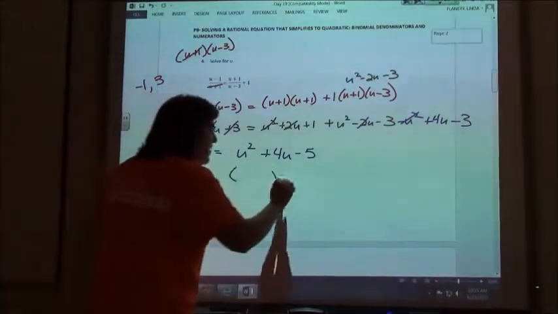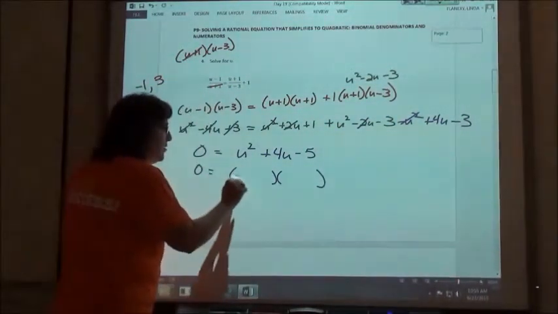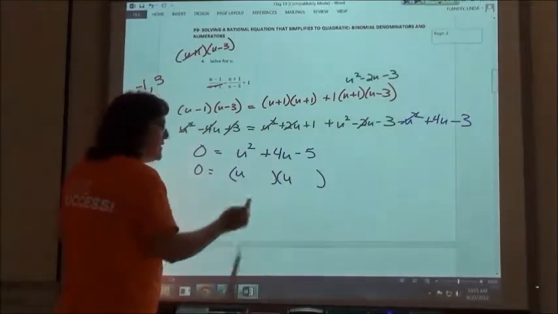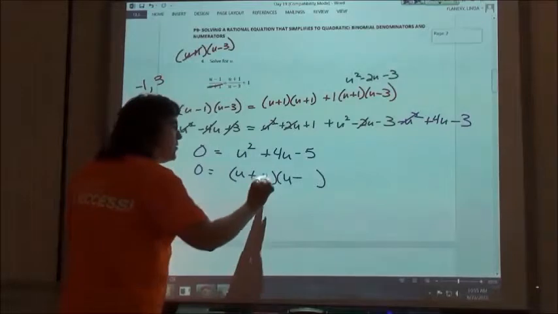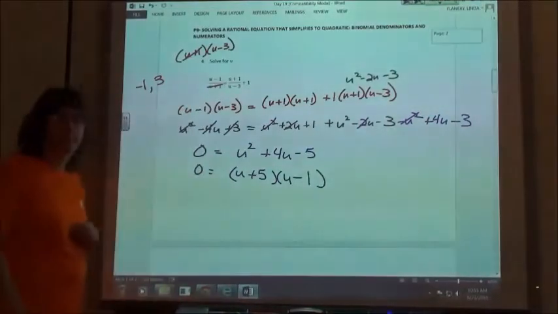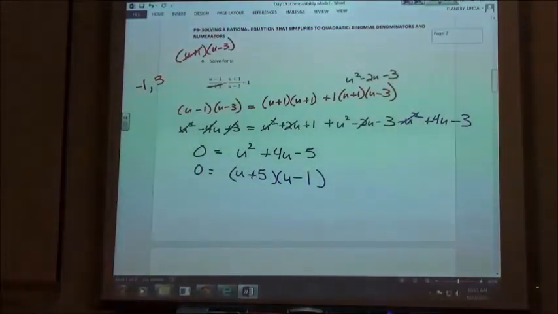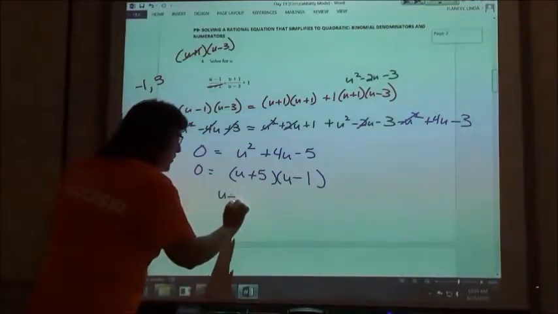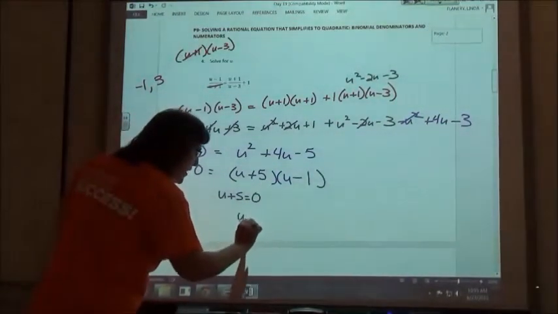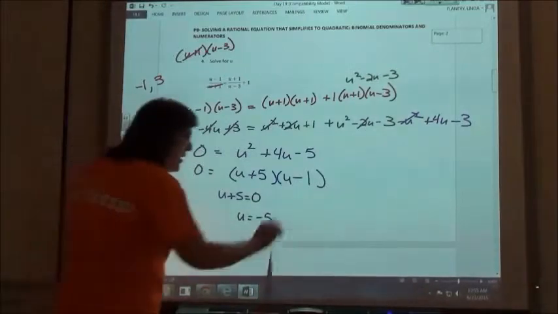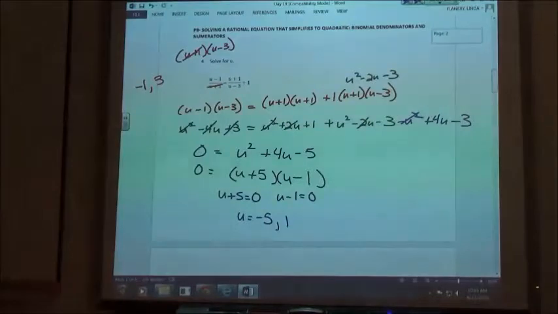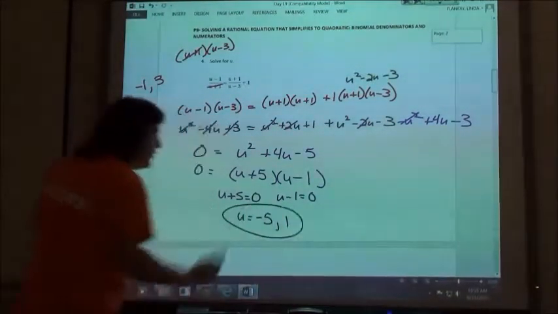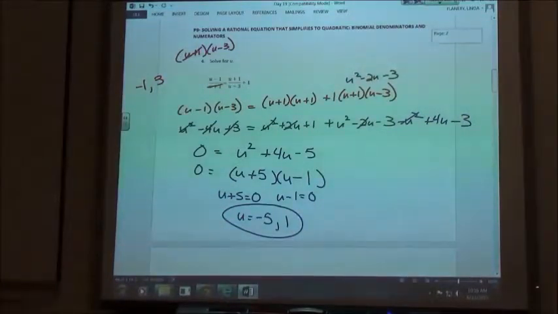Again, I have to solve by factoring. So u and u, since the end is negative, a plus and a minus. Factors of 5, I want a positive 4, so I'd have to have a plus 5 and a minus 1. So if u plus 5 equals 0, I'm going to get a negative 5 answer. And if u minus 1 equals 0, I get a positive 1 answer. Checking my restrictions, I didn't get either of those. So both of those should be solutions.